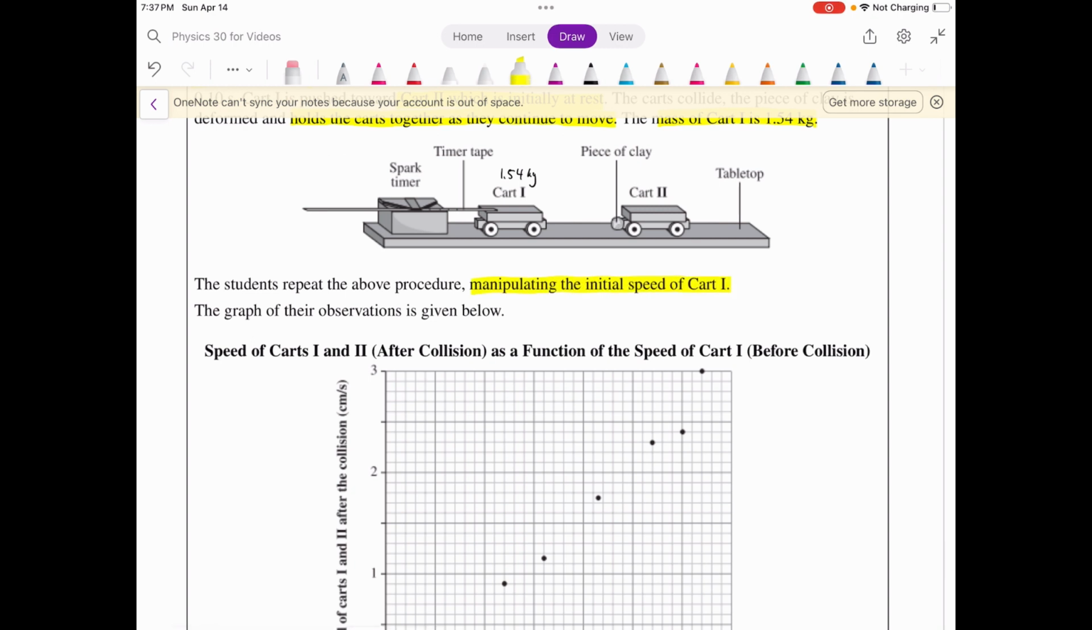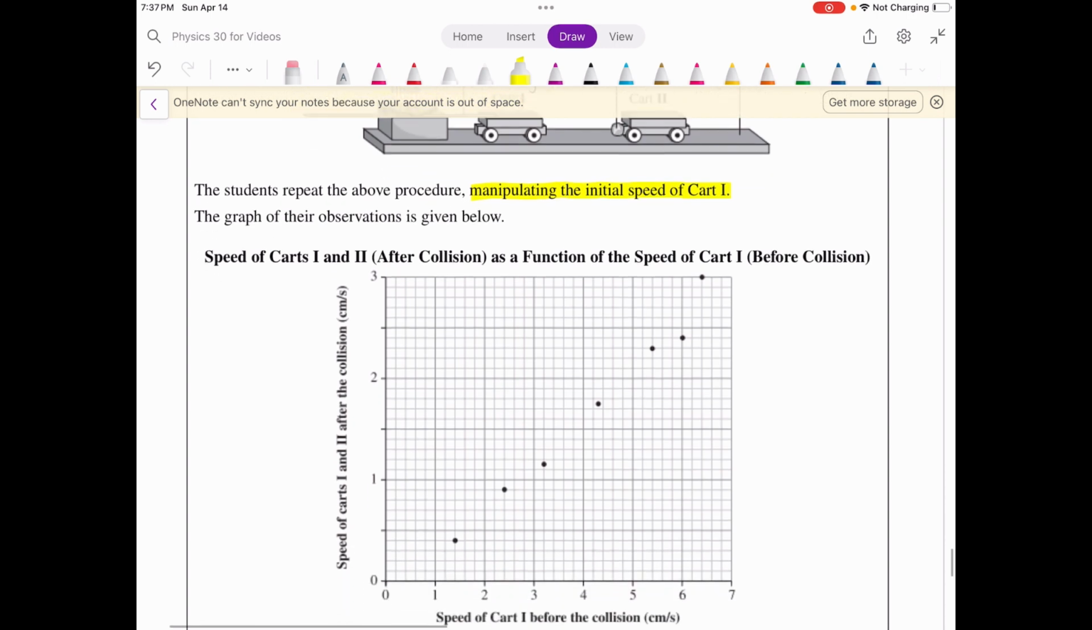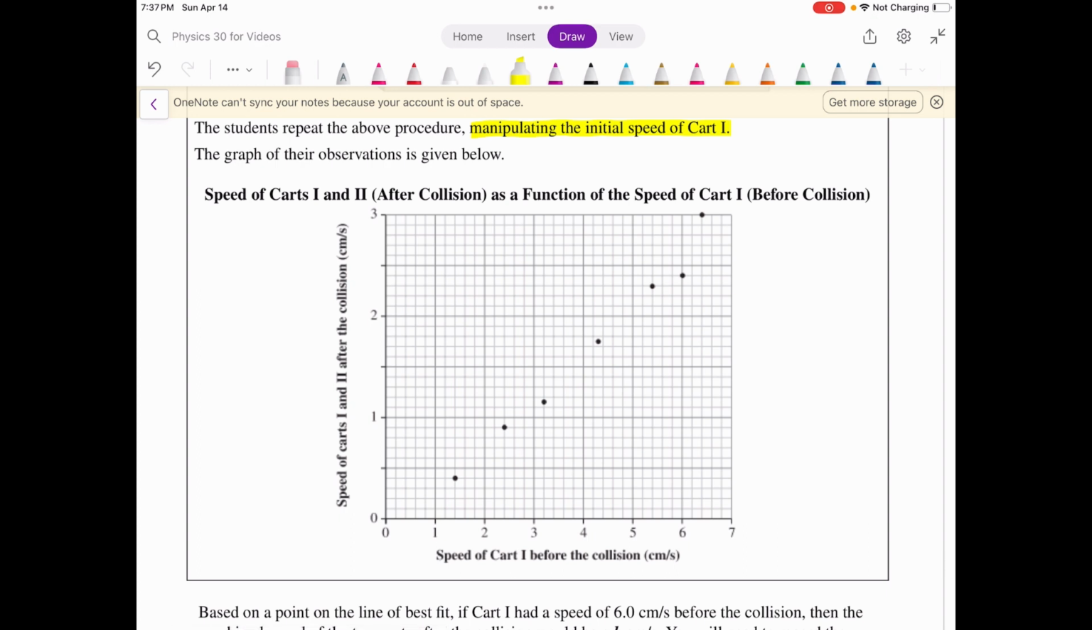So they push cart 1 with a bunch of different speeds, they let this experiment happen, and then they make a graph. Whenever given a graph, always look at what you're dealing with, right? You want to make sure you know what's on your y-axis and what's on your x-axis. On our y-axis is the speed of carts 1 and 2 after the collision, as a function of the speed of cart 1 before the collision. So how fast they were moving together afterwards. And on our x-axis, it's the speed of cart 1 before the collision.